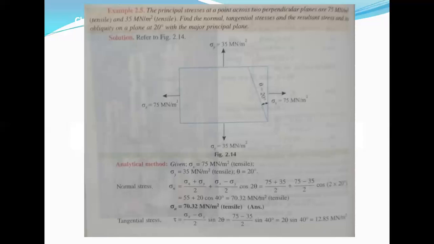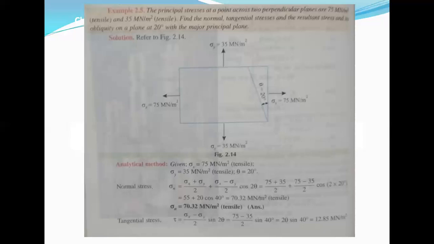Both sigma x and sigma y are given as tensile, so we can note down sigma x is equal to 75 mega Newton per meter square, and sigma y is 35 mega Newton per meter square. Both are tensile in nature. Find the normal and tangential stresses, the resultant stress and obliquity on a plane at 20 degrees with the major principal plane. The major principal plane lies at 20 degrees from the vertical. So it is asking us to find the normal and tangential stresses and resultant stresses.